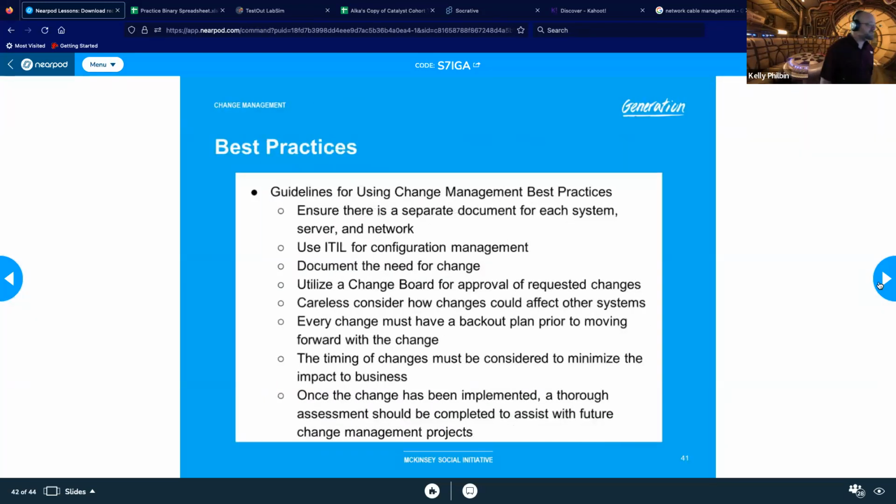All right, best practices for change management. One, ensure there is a separate document for each system, server, and network. Use ITIL for the configuration management, which is the IT Infrastructure Library. Document the need for the change. Why are we doing this? We're not just doing it because it's fun. There generally needs to be a purpose behind it.